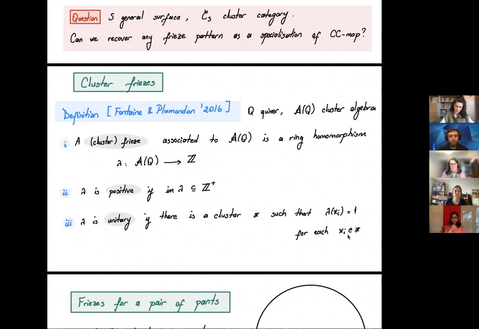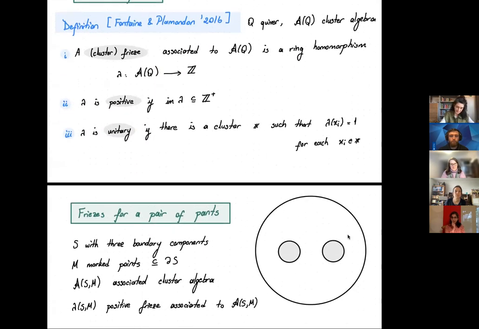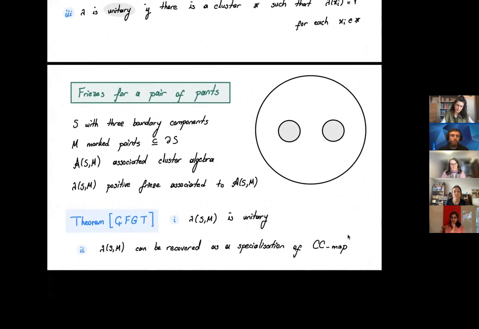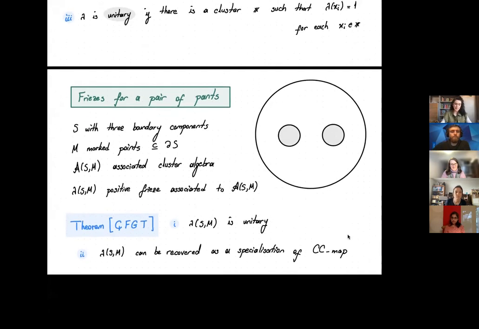Yeah. Okay, very good. With that definition in mind, let me consider Friezes for a pair of pants. I sort of advertised that I was going to consider general surfaces, but I'll have to restrict myself to the pair of pants, which is the compact oriented surface with 3 boundary components, as you see in my example. And I will consider finitely many marked points on the boundary of my surface in the cluster setting, meaning I will have at least 1 marked point on each boundary component. And I'll consider the associated cluster algebra and lambda, a positive Frieze associated to this cluster algebra.